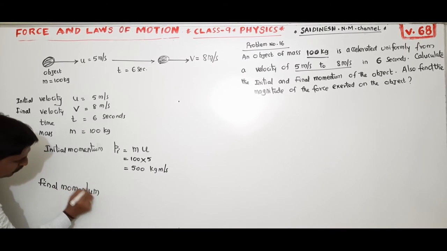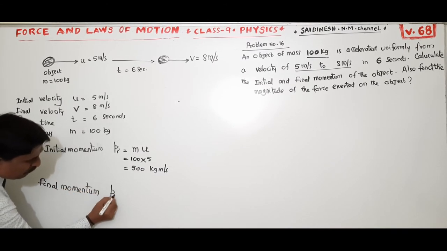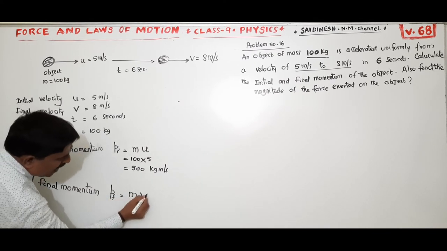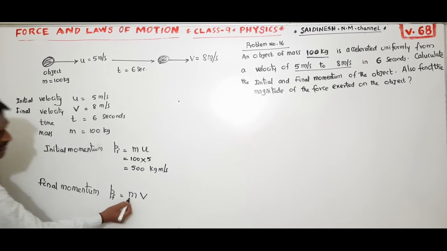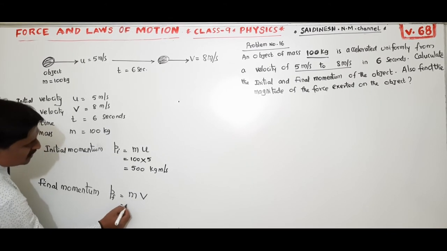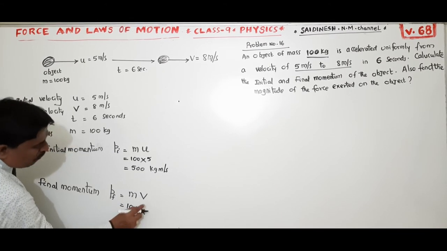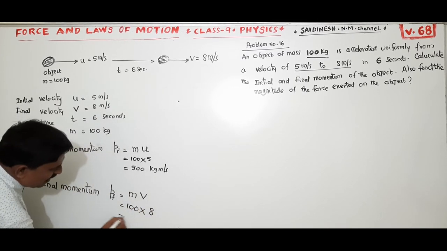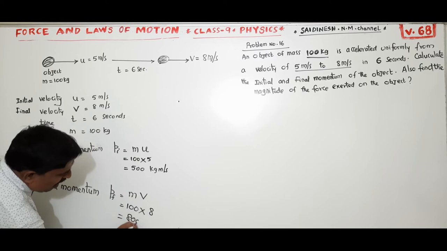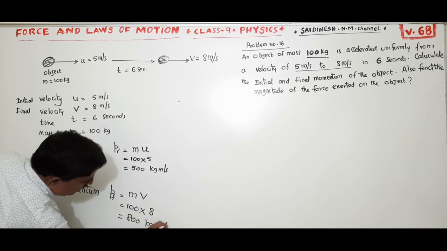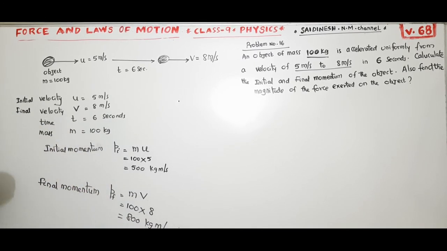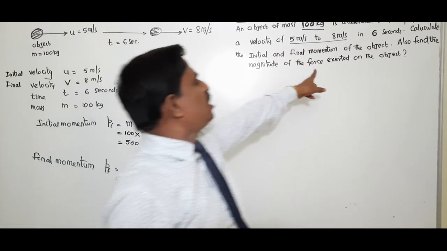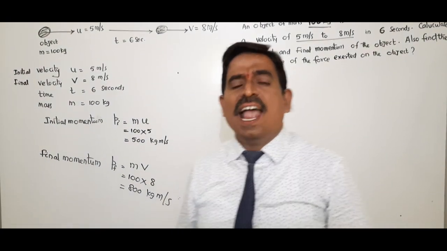Final momentum. Momentum means P. Final momentum means P suffix F. Mass into final velocity. Mass 100 kg, final velocity 8 meter per second. 8 into 100, 800 kg meter per second. It is the final momentum. They are asking the magnitude of the force.